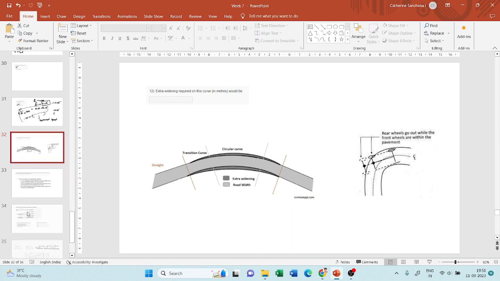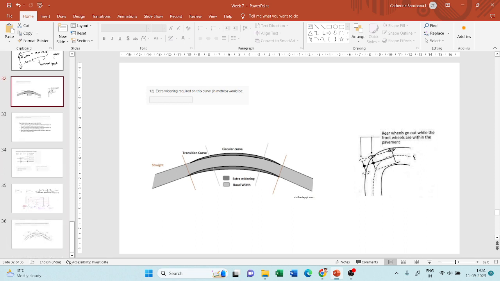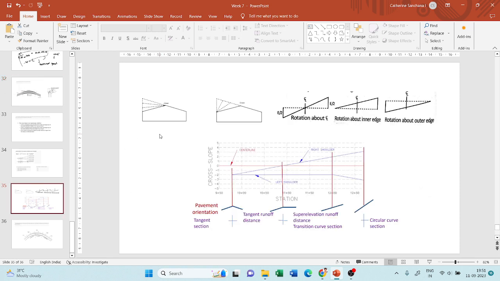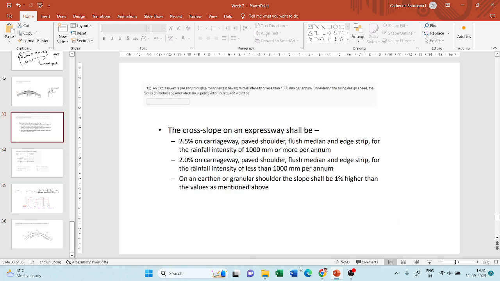So does anyone have any questions? I think we will see extra widening and the setting of super elevation, the implementation of super elevation, in the next session. Does anyone have any questions?